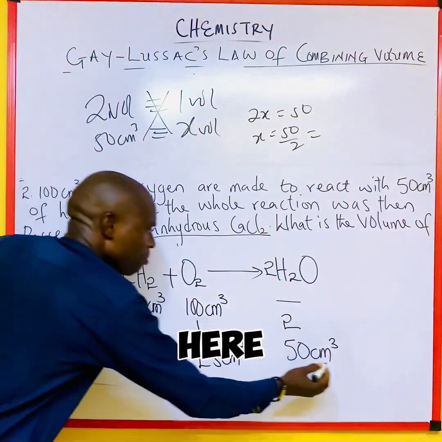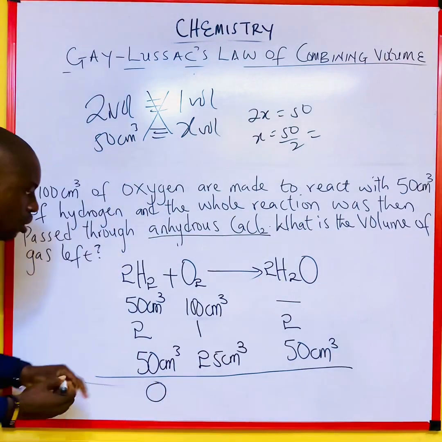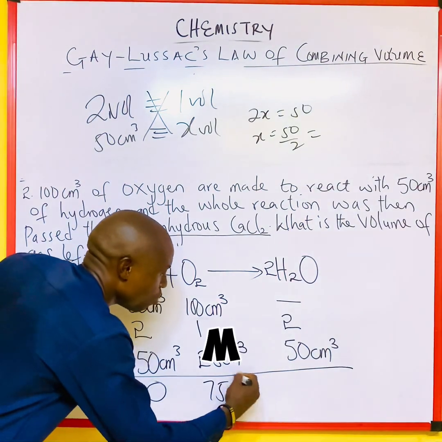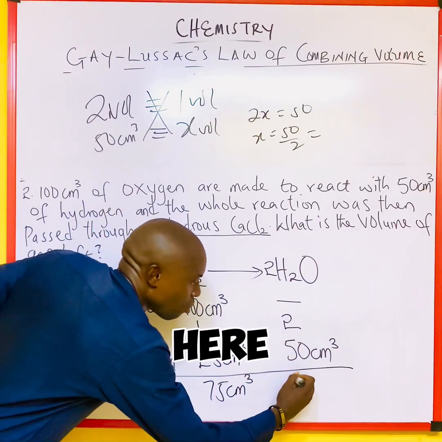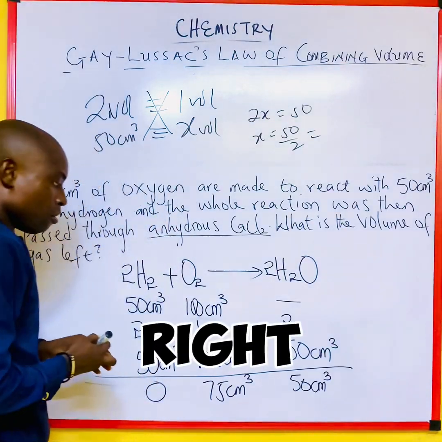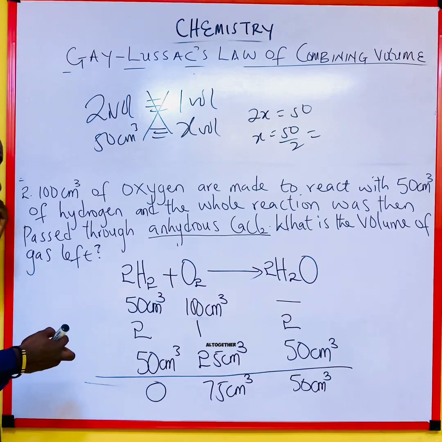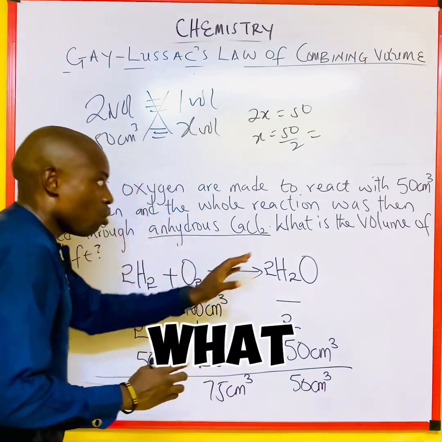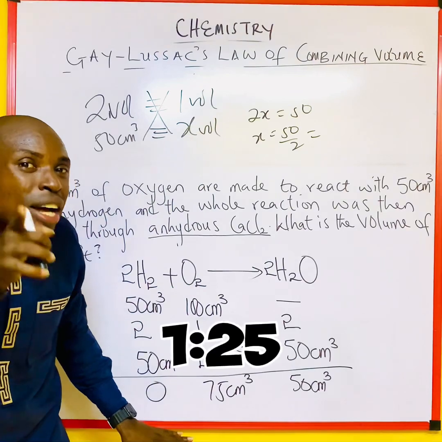Now, I come here, I then subtract. 50 minus 50 gave me 0. 100 minus 25 gave me 75 cm cube. Because there is nothing here, this 50 here will just come down, which is 50 cm cube. All together here should give me 125. What is the volume of gas left? The total ought to have given me 125.